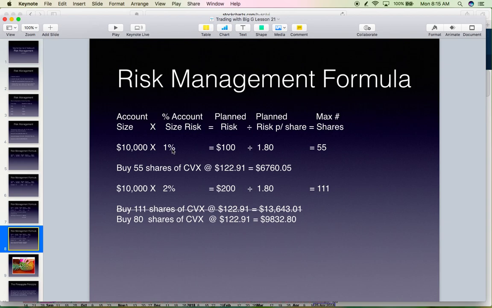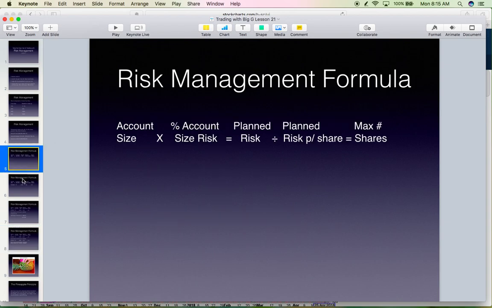So the main thing is understand this formula and understand that you write down your account size, determine your risk, 1 to 2%, maybe 5% at the most if you have a small account. That gives you the dollar amount you're going to risk. You go to the chart, you figure out where you want to get in, you figure out where you're going to get out, and how much risk you're taking there, and then that gives you the maximum number of shares.